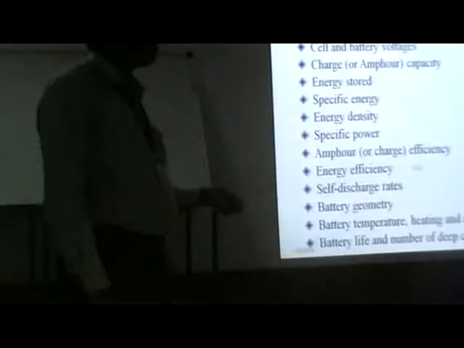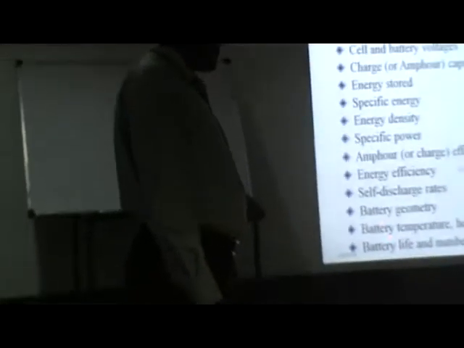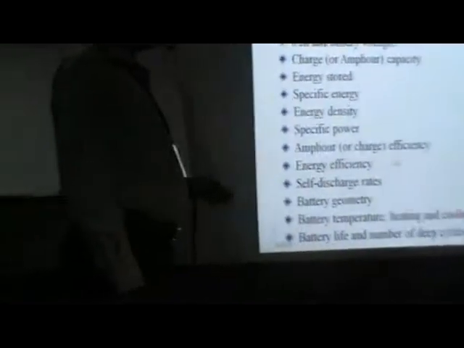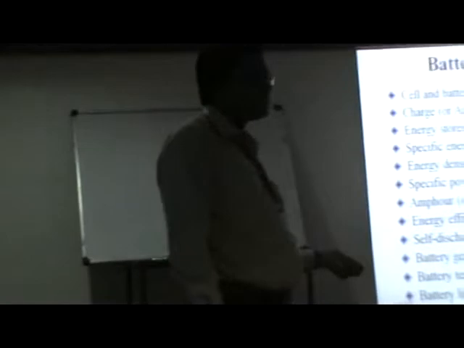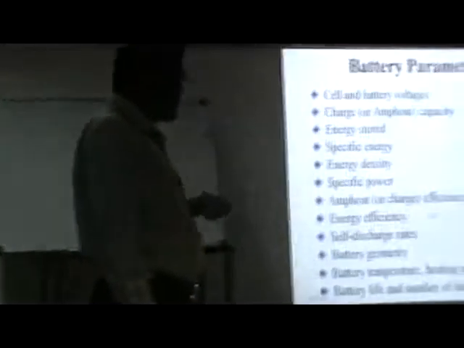Next, self-discharge rates. Suppose your battery is kept without any load conditions, how long is it going to maintain its charge? Next, battery geometry. Then the battery temperature, then heating and cooling needs. Next, battery life and number of deep cycles. These are all the parameters you have to consider. Now we are going to go through them one by one. You have to discuss the various parameters.